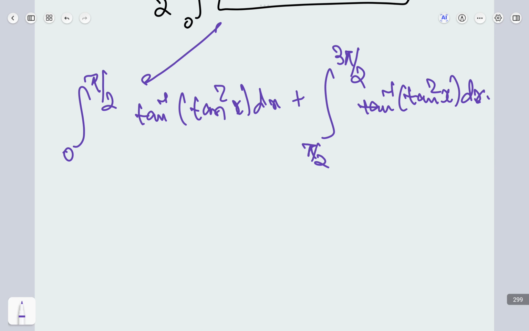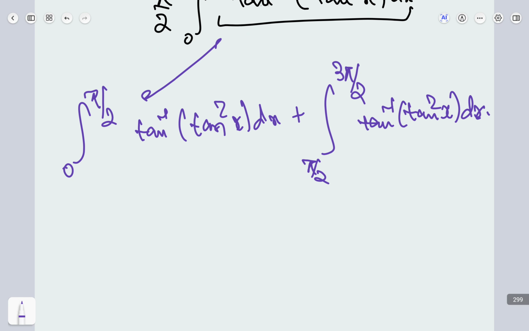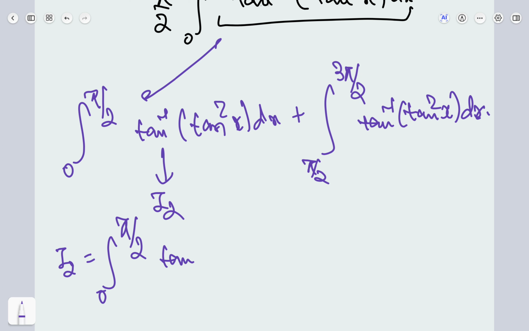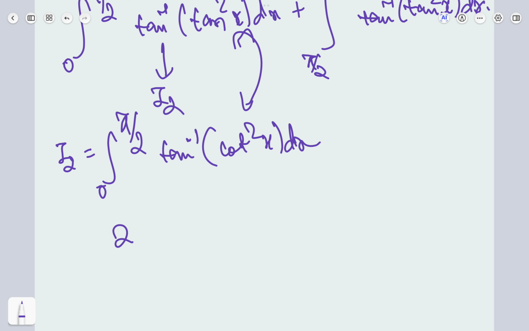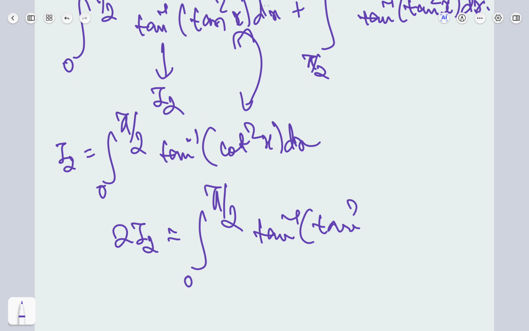Okay, so the intuition for this would be that when you take this as some I2, and you apply King's rule on it, you would have the integral from 0 to pi by 2 of tan inverse of cot square x, right? Now when you add these up, you have 2 I2, from 0 to pi by 2, and you have tan inverse tan square x plus tan inverse cot square x.